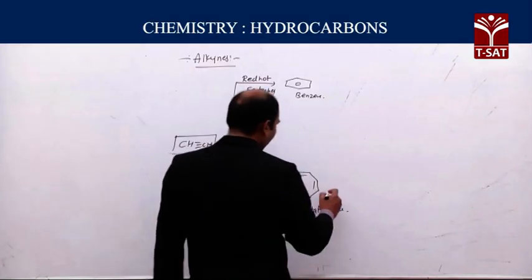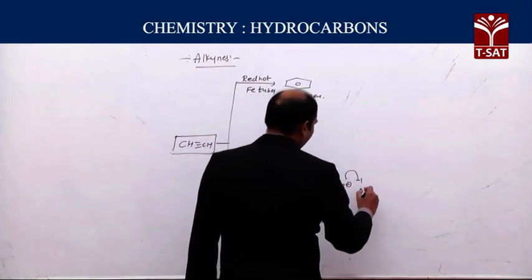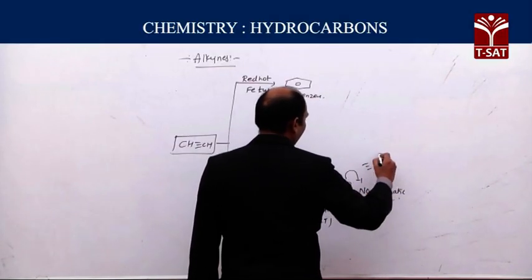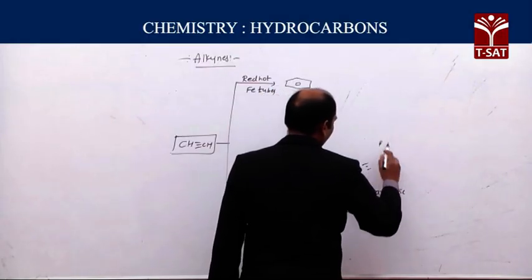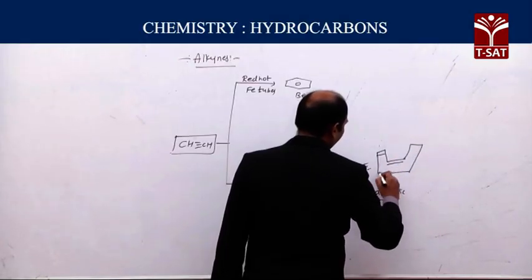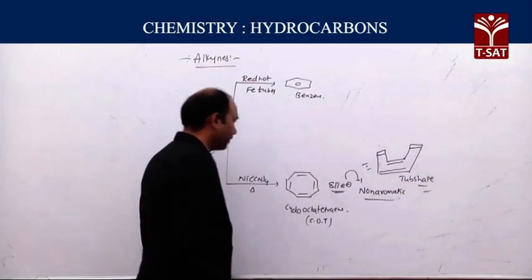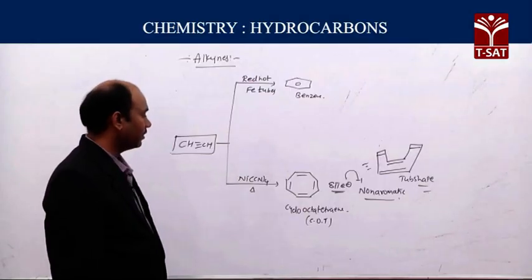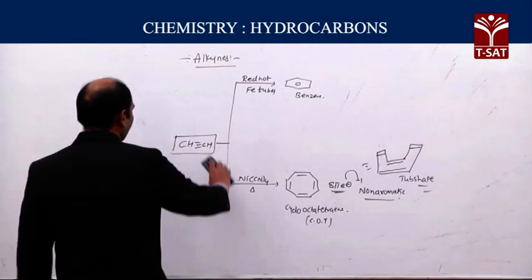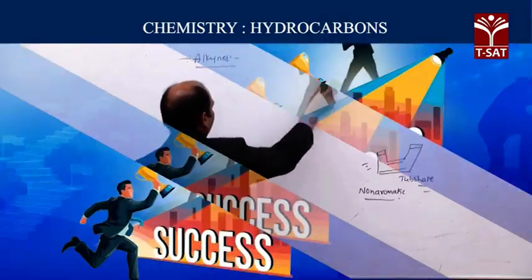In cyclooctatetraene, 1, 2, 3, 4, 8 pi electrons are present, but it is not an anti-aromatic compound, it is a non-aromatic compound. Due to loss of its planarity, the shape is tub shape. It is not a planar molecule, it has a tub shape. So these are the chemical properties of alkynes, completed.